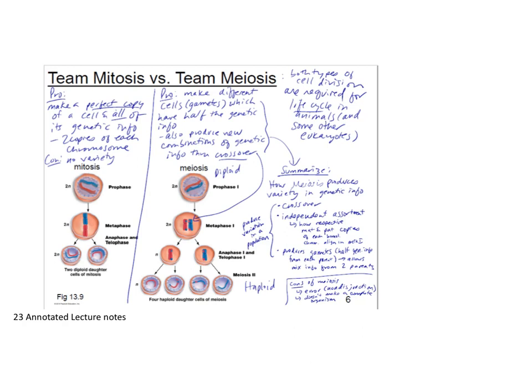Okay, let's look at a slide from the 23 annotated lecture notes. This is looking at what I call team mitosis versus team meiosis. And basically, we start off with a diploid cell in mitosis, and then we make 2 diploid identical cells at the end of mitosis. For meiosis, we start off with a diploid cell, and then eventually we make 4 haploid cells, which are each different from each other.